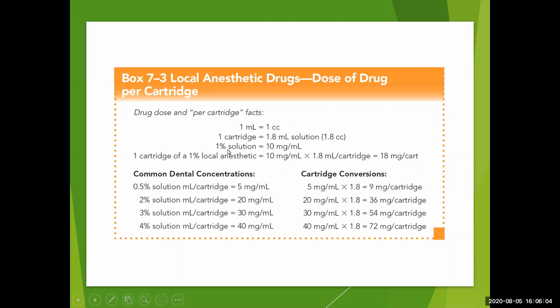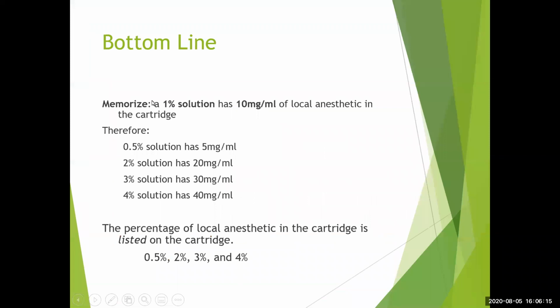If you know that 1% equals 10 milligrams per milliliter, then 2% equals 20 milligrams per milliliter. 3% equals 30 milligrams per milliliter. So all you have to do is memorize that a 1% solution has 10 milligrams per milliliter of local anesthetic in the cartridge. Therefore, a 0.5% solution is going to have 5 milligrams per milliliter. A 2% solution will have 20 milligrams per milliliter. 3% solution, 30 milligrams per milliliter. 4%, 40 milligrams per milliliter. So just remember that one thing, and then you can kind of deduce everything else.